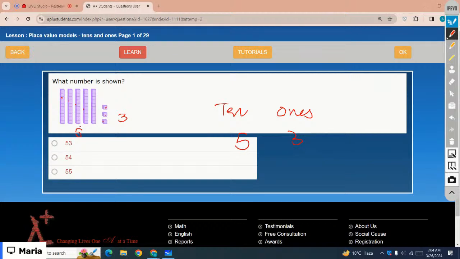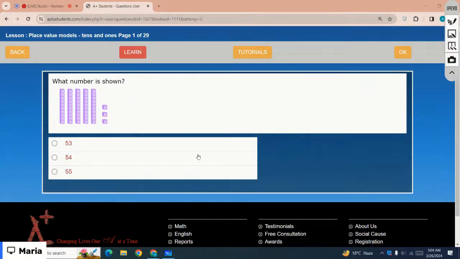Why 503? Where is the 0? Which is the digit between ones and tens? There is no digit between ones and tens, right? The correct option is 53. You made a mistake. The correct option is 53. Option number 1 is the correct option.